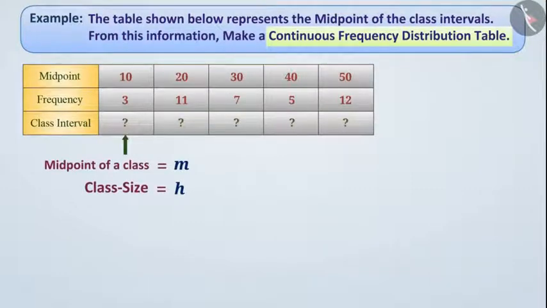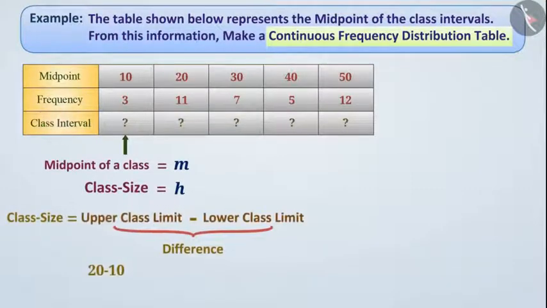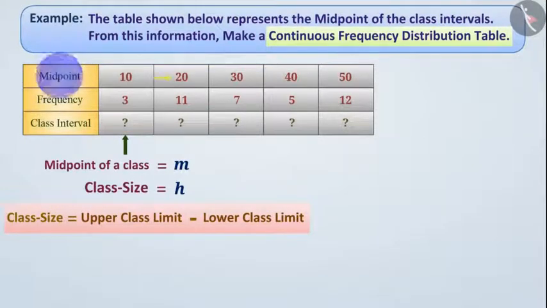You must remember that the difference between the upper class limit and lower class limit of a class interval is called its class size. Since the midpoint is in the middle of the class interval, the difference between any two consecutive midpoints will be the same as the difference between the lower and upper class limit of a class interval. In this way, we find the class size h by the difference of consecutive midpoints, which is 20 minus 10 equal to 10.